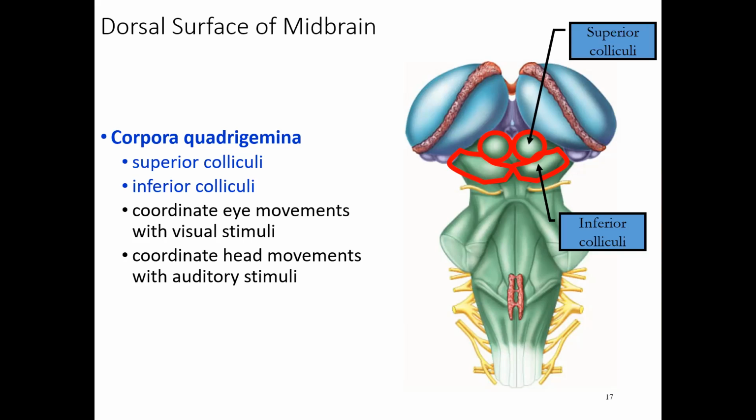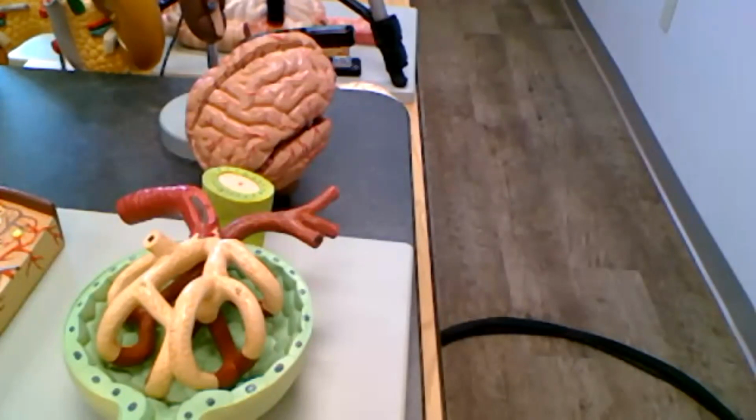The inferior colliculus allows you to turn your head when you hear a sound. A loud noise causes you to turn your head in the direction of the sound. A bright light does the same thing, and that's a visual stimulus. Someone calls your name and you turn your head in the direction of the sound. Someone beeps their horn while you're driving and you react to that. That is an auditory stimulus, and the corpora quadrigemina will respond with it reflexively so that you can try to locate the source of the stimulus. So this is a very important reflex center for us on the dorsal side of the midbrain.